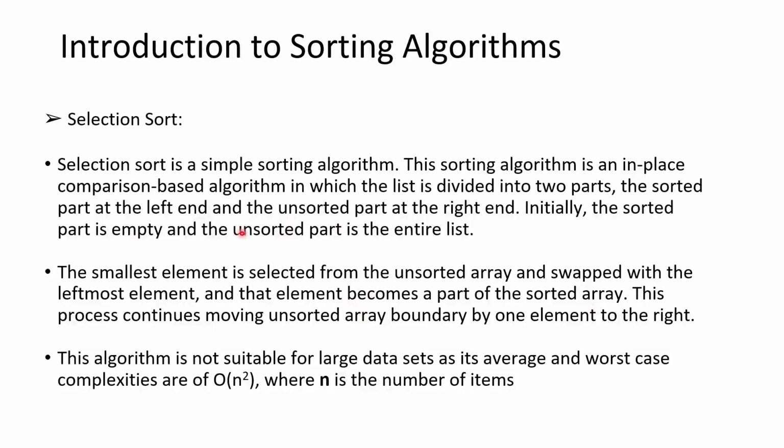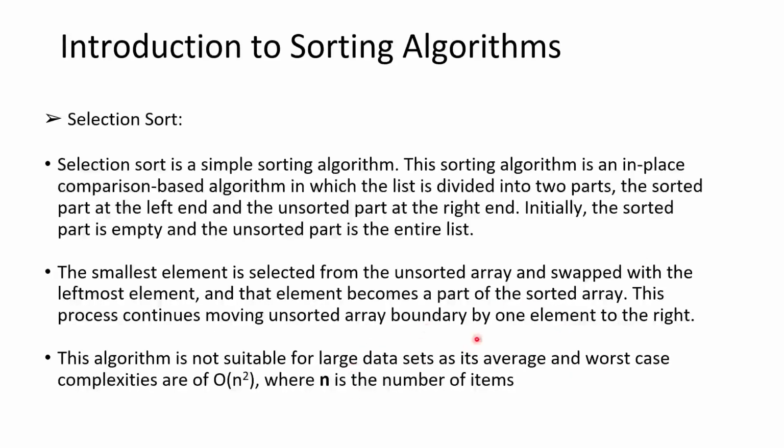So the selection sort is a simple sorting algorithm. This sorting algorithm is an in-place comparison algorithm. It divides our list into two parts: the sorted part, I guess you could say, on the left end, and the unsorted part on the right end. Initially the sorted part is empty and the unsorted part is the entire list.